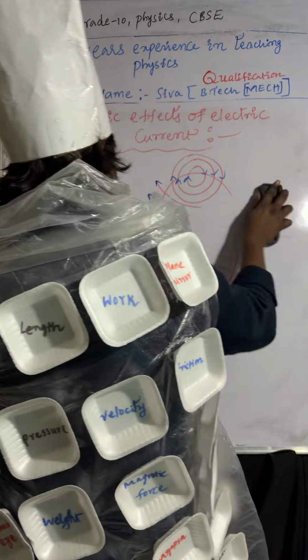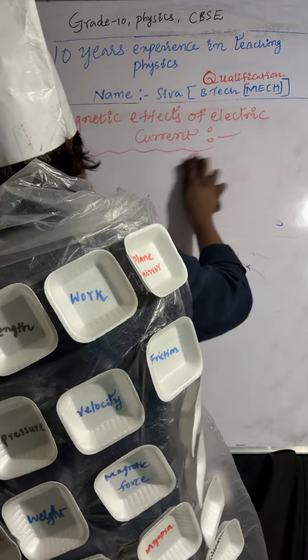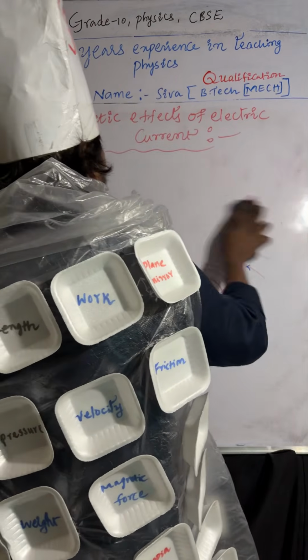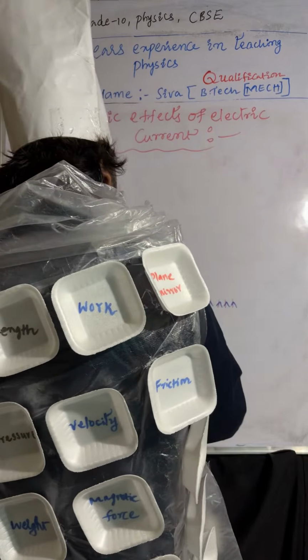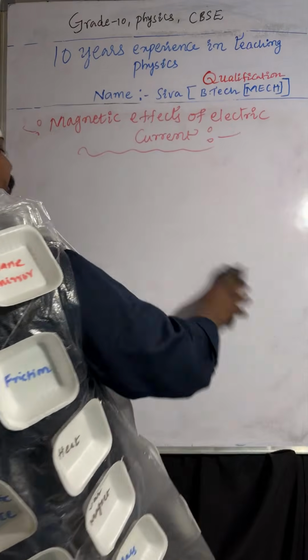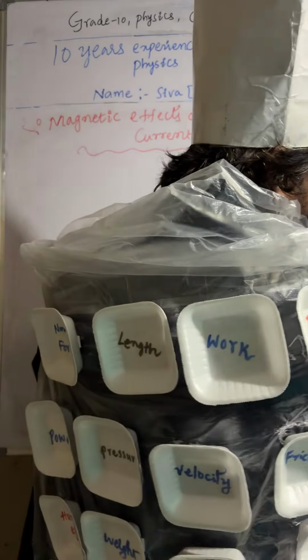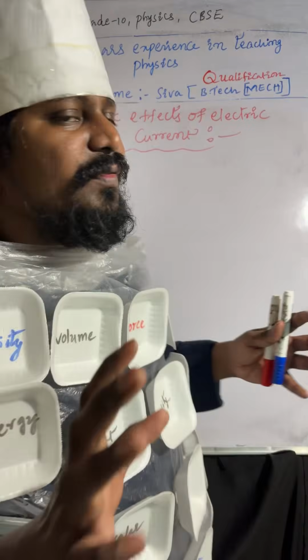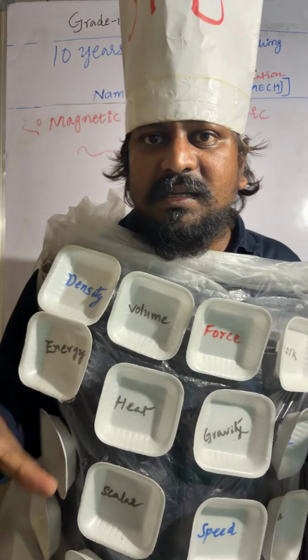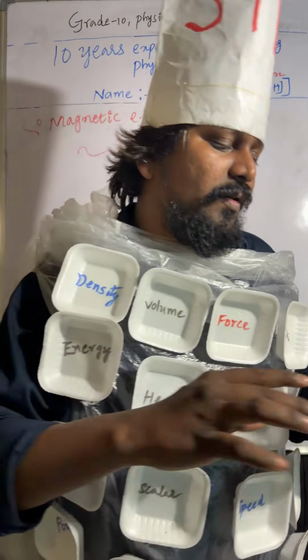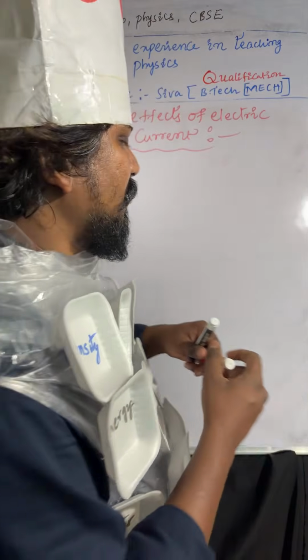Next one. So this is the circular loop. Next one, we'll discuss solenoid. Solenoid is very important. Definitely it will come for 3 marks. Solenoid, very important question.